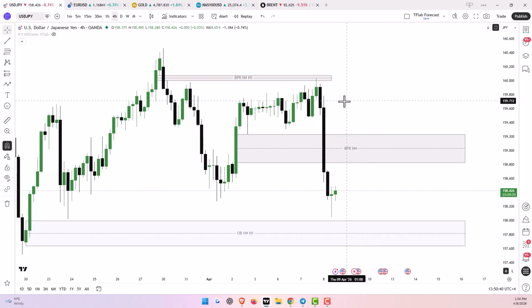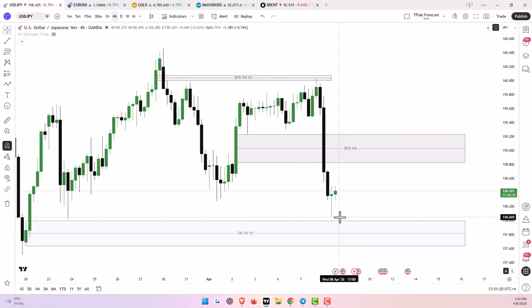We're now looking at the 4-hour time frame. We can see that yesterday, as the price rose and reached the 160 yen range, it reacted to the 4-hour BPR zone and then retreated from this level. Now, with the powerful downward move that has occurred, we can see this liquidity gap, and this 4-hour BPR zone is drawn in this area.